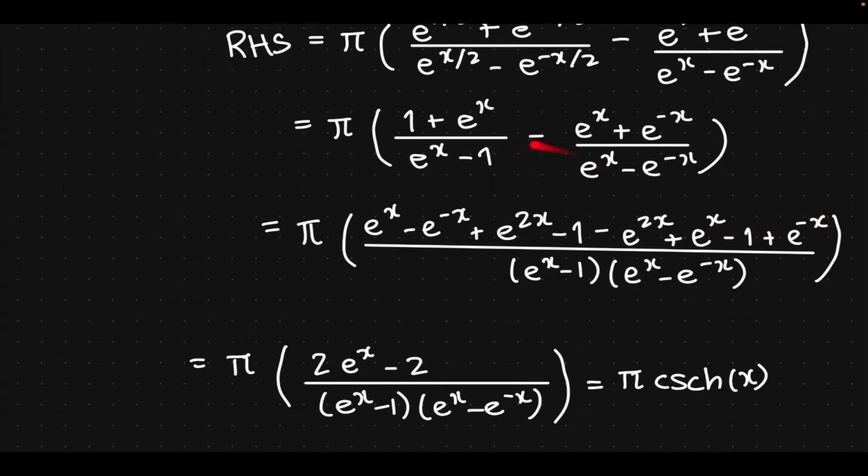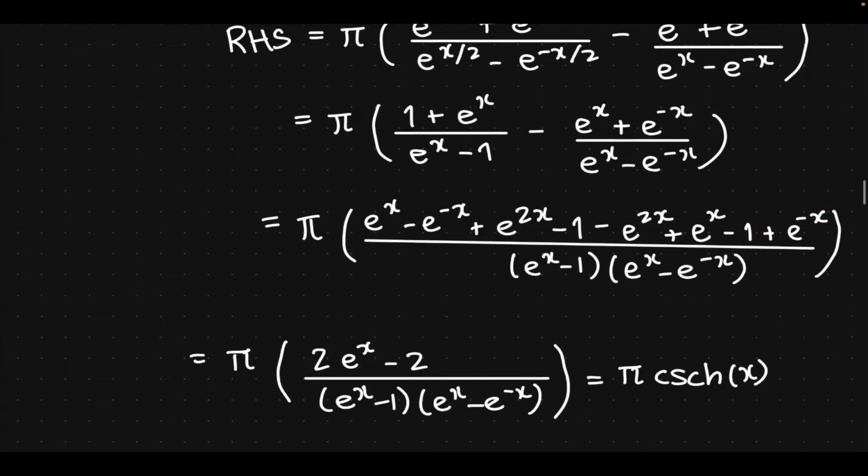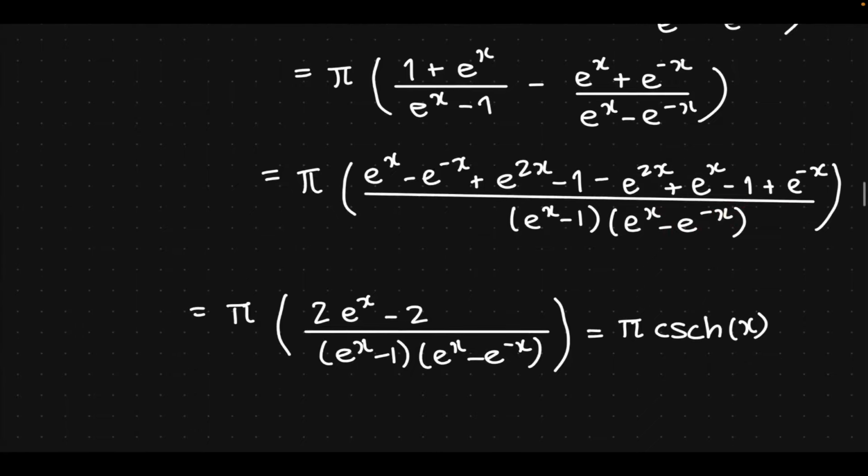This is when we take the common denominator, the LCM, divided by the product of these two things. So e to the x minus 1 times e to the x minus e to the minus x. The numerator simplifies to give us pi times 2 times e to the x minus 2 divided by e to the x minus 1 times e to the x minus e to the minus x.